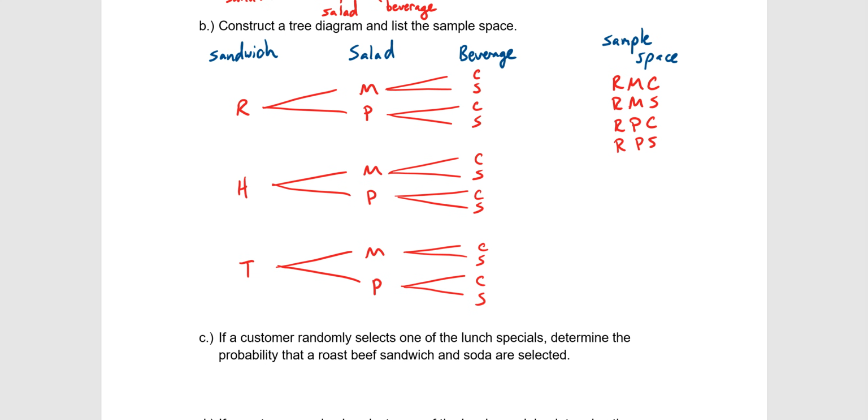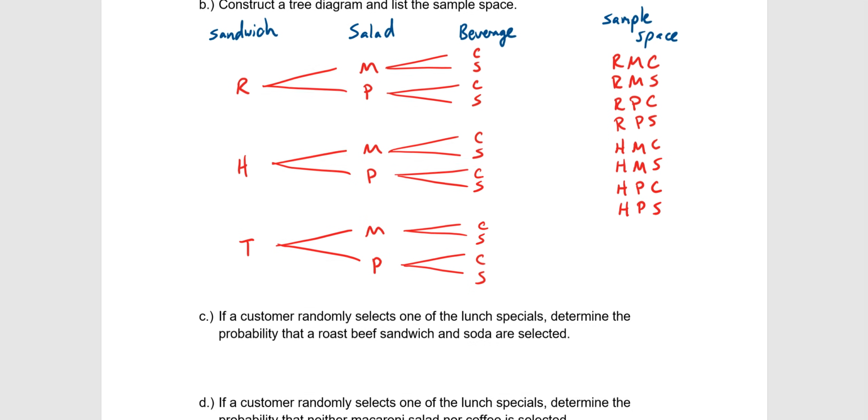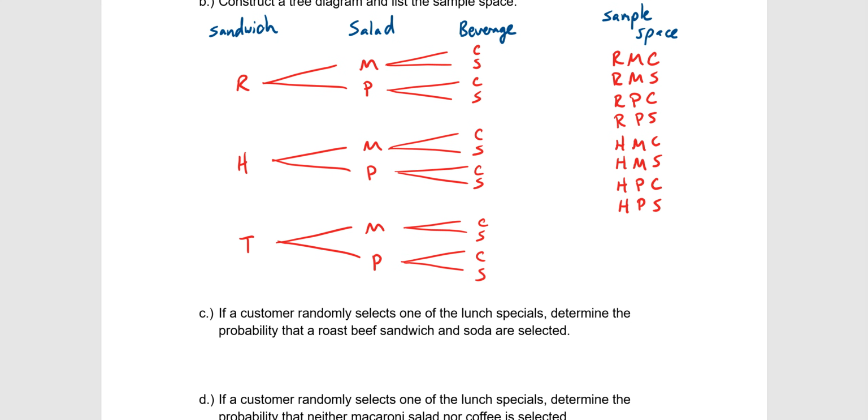Now let's look at the next part with the sandwich being ham. That's going to be ham, macaroni, coffee, ham, macaroni, soda, ham, potato, coffee, ham, potato, soda. That takes care of ham. Now the last one is going to be turkey. So turkey, macaroni, coffee, turkey, macaroni, soda, turkey, potato, coffee, turkey, potato, soda. Okay, so all we have to do is follow each branch and just name exactly which sandwich, salad, and beverage we are at.